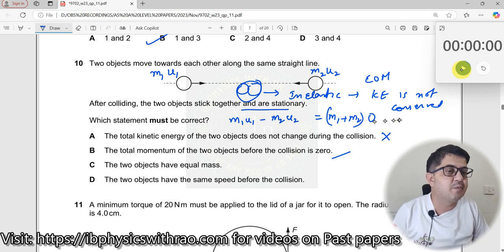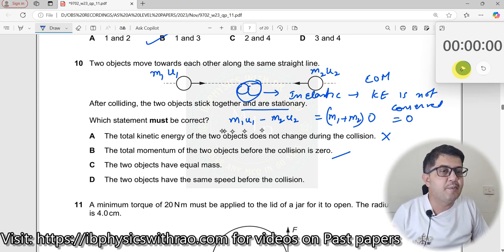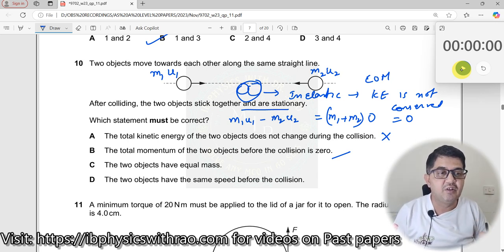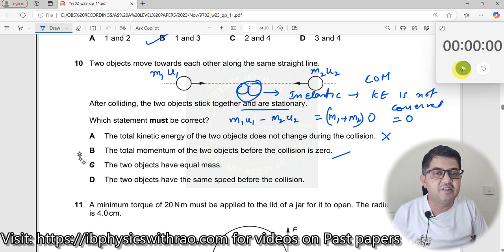Thus you see the total momentum before collision is equal to the total momentum after collision. Total momentum before collision is equal to 0, right? I am not talking about the individual momenta. Total momentum is 0. So that's what is being given here. So this option B is right.